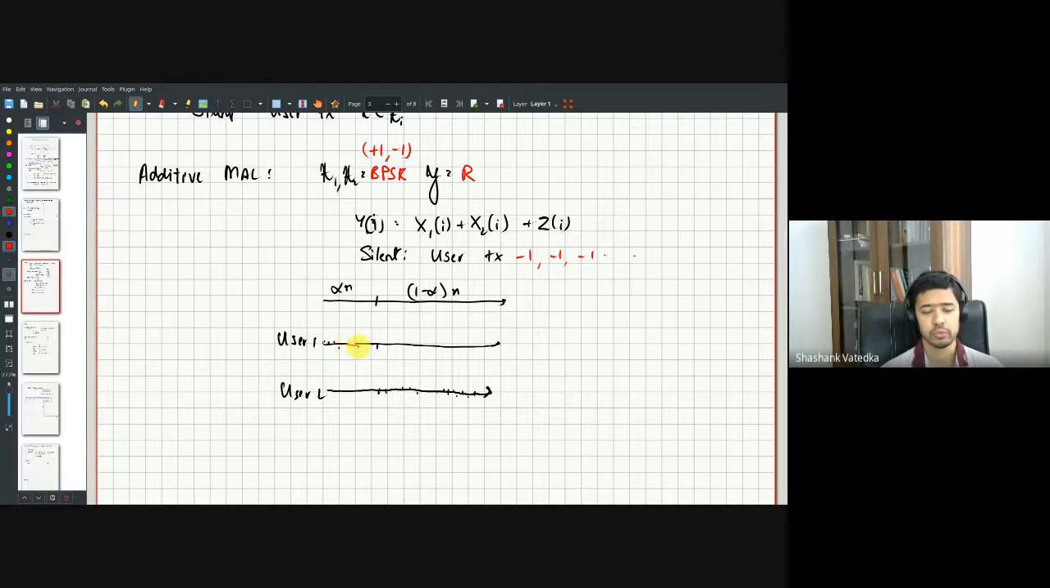So user 1 always transmits whatever the message is, right? Whereas user 2 always transmits -1s. And in the next (1 minus alpha) n channel uses, user 1 transmits -1s, whereas user 2 transmits some particular code word.